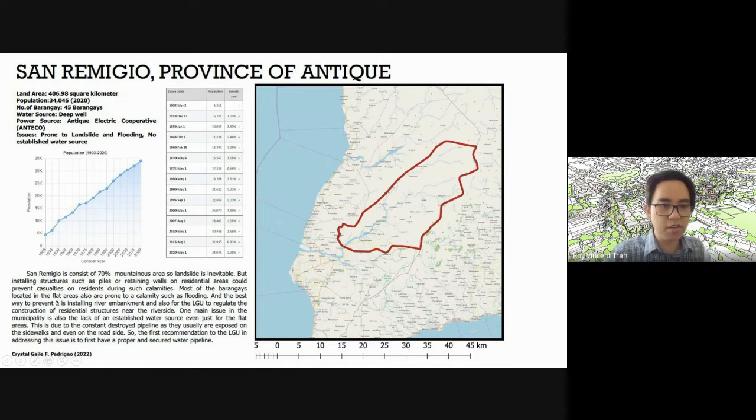Most of the barangays are located in flat areas prone to flooding, and the best way to prevent this is installing river embankments and having the LGU regulate the construction of residential structures near the riverside. One main issue in the municipality is also the lack of an established water source, even for the flat areas. This is due to the constantly destroyed pipelines, as they are usually exposed on the sidewalks and even on the roadside. So the recommendation for the LGU in addressing this issue is to first have a proper and secured water pipeline. This is really a big problem, one of the most important problems for cities: water source.